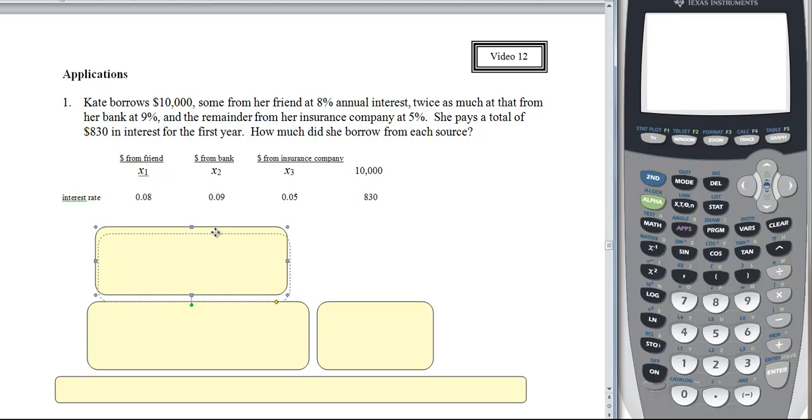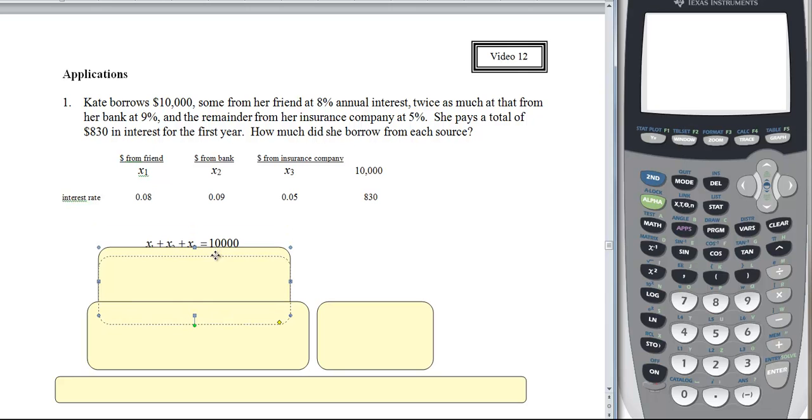Now here's my first equation. That's that one we already talked about. The interest that she has to pay, remember, it's 0.08 times x sub 1 plus 0.09 times x sub 2 and 0.05 times x sub 3, and that would be equal to 830. Now there's one more equation here. It's sort of hidden. It's right here.